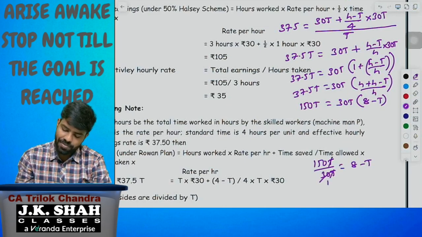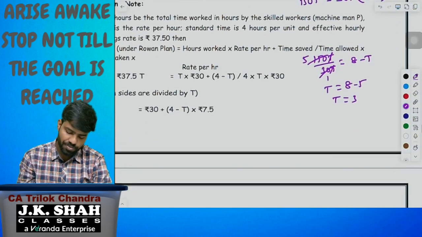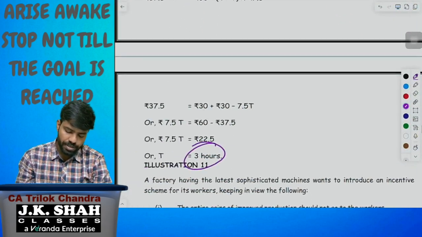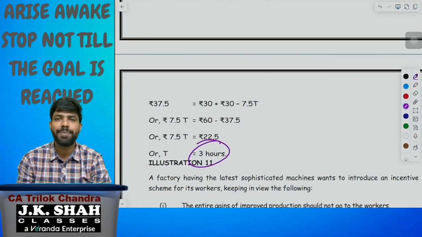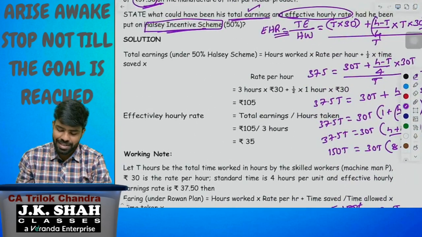T will get cancelled. 150 divided by 30 is 5. So T equals 8 minus 5. So T equals 3. That is what they calculated here. T equals 3 hours. So time taken is 3 hours. Let us calculate the required things.